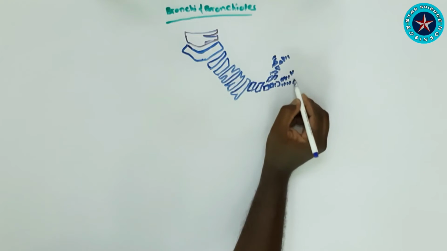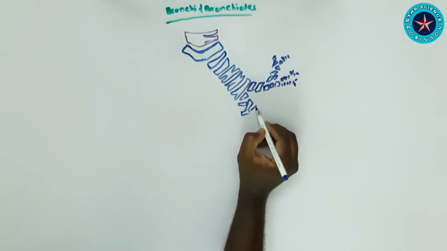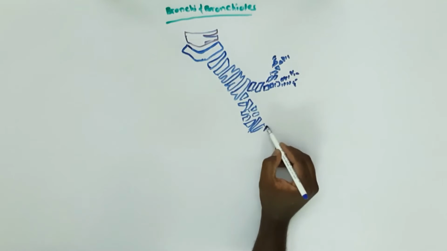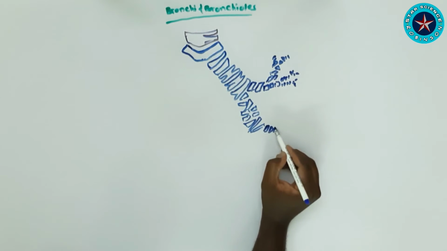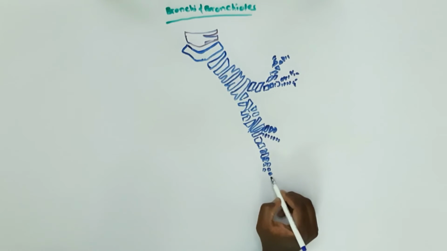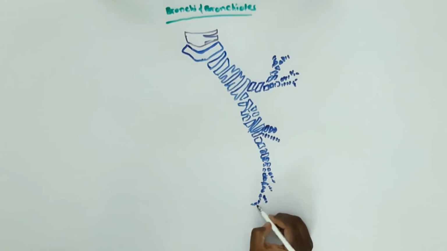The left primary bronchus is about 5 centimeters long and narrower than the right. On the right it is very short, wider and vertical. Here it is narrower and longer than the right primary bronchus. When the left primary bronchus enters the lung hilum, it divides into two branches, one into each lobe.